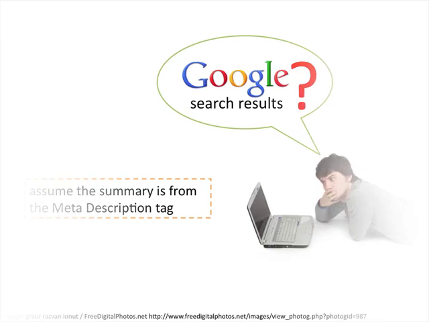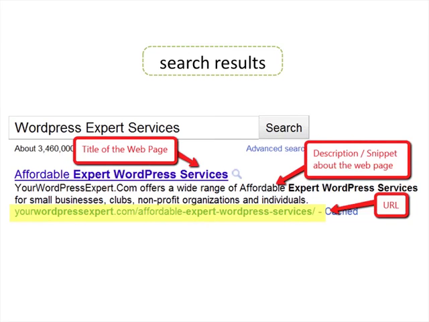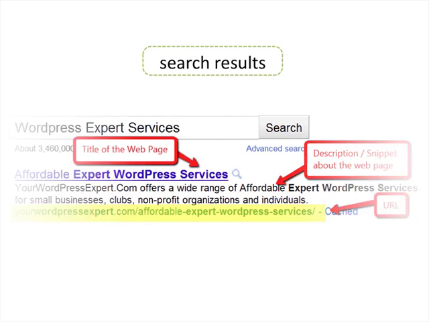Let's examine first how a web page appears in the search results. There are 3 important parts to the Google listing that you ought to remember: title of the web page, description, and URL. If you want to rank high on the search engine results pages, these 3 parts must be optimized and should all contain your keywords. I will be discussing how to optimize the title and URL in later videos, but for now let's just focus on the web page description.